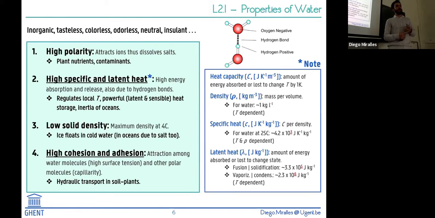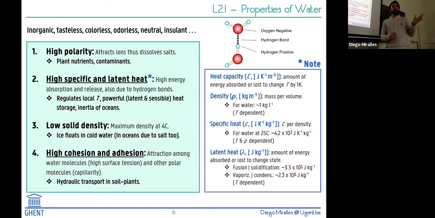Water also has a very low solid density because the maximum density of water is at about 4 degrees, and that has an important implication for climate, which is that ice floats, which of course for the ocean dynamics and many processes in our planet is quite important. So you have a very low solid density. You have the highest density occurring at 4 degrees when the water is still in liquid state. And then when you start cooling it, the density starts becoming lower, which implies that the ice at 0 is lighter than the water that is at 4 degrees, for instance, or between 0 and 4.